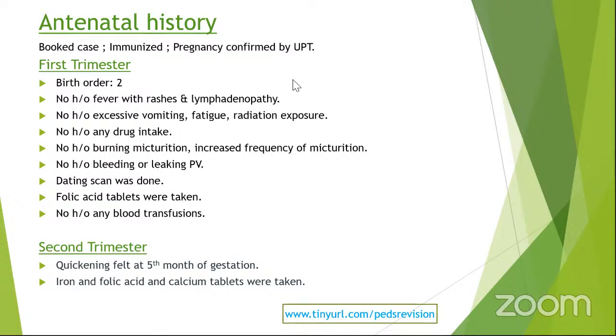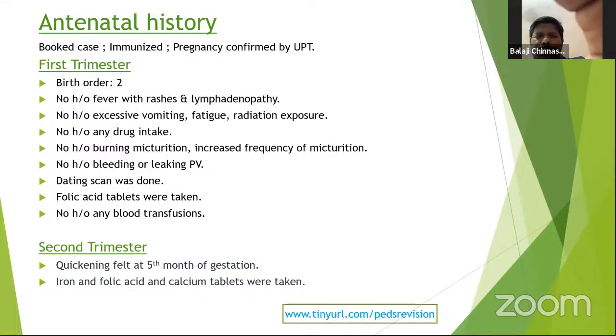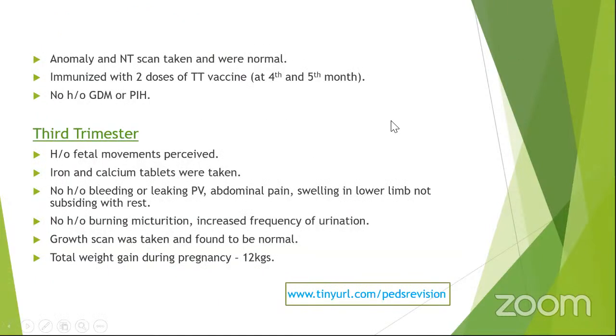Okay, second trimester. Quickening is felt at the 5th month of gestation. Iron, folic acid, and calcium tablets were taken. Anomaly and nuchal translucency scan were taken and were normal. Mother is immunized with 2 doses of TT vaccine at the 4th and 5th month, and there is no history of any gestational diabetes mellitus or pregnancy-induced hypertension.